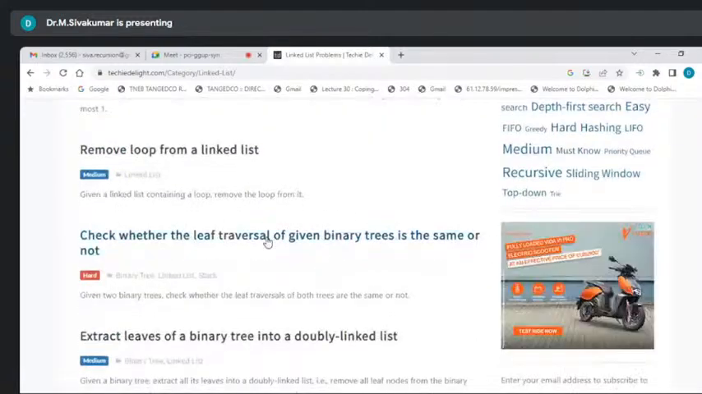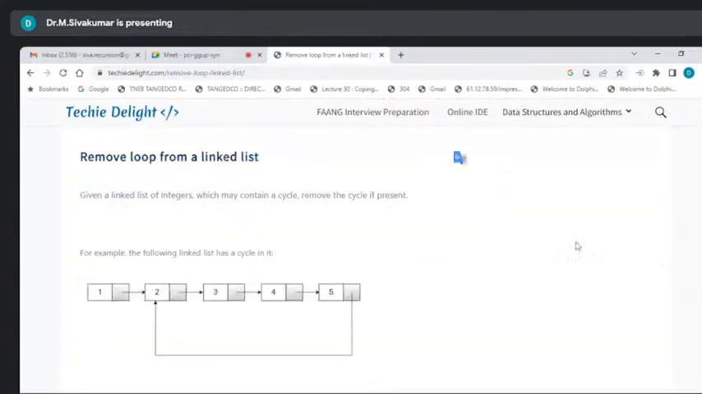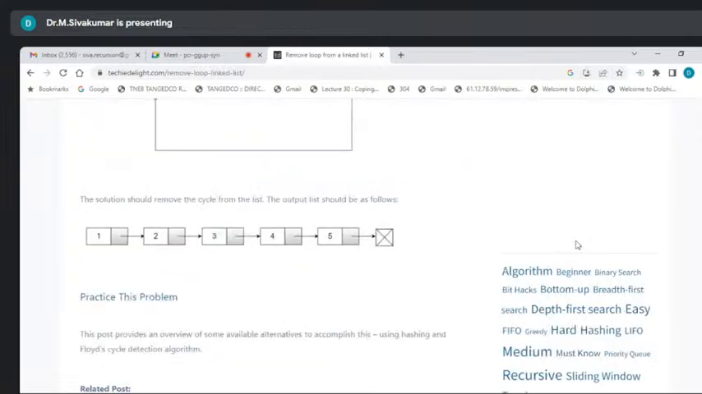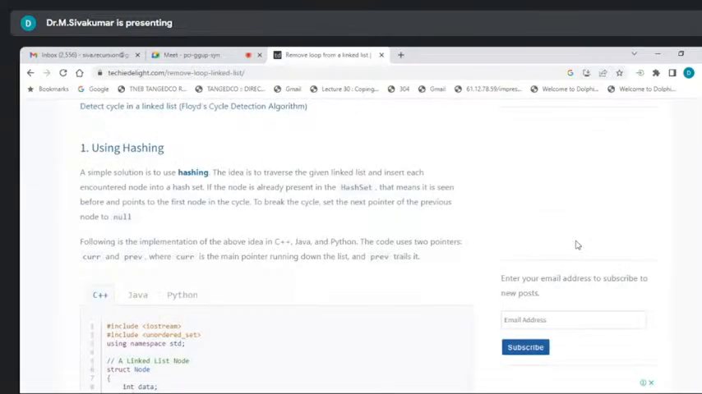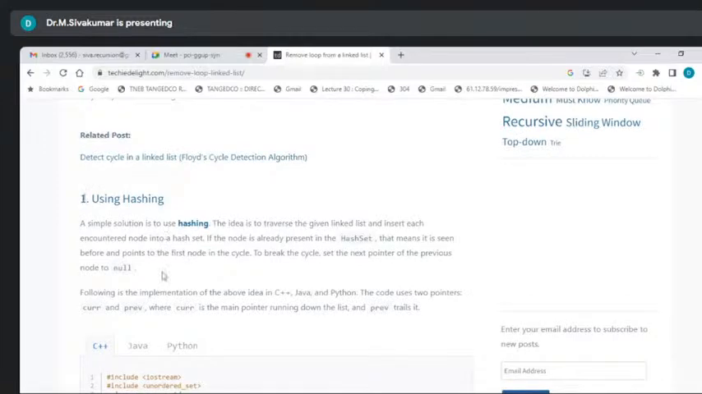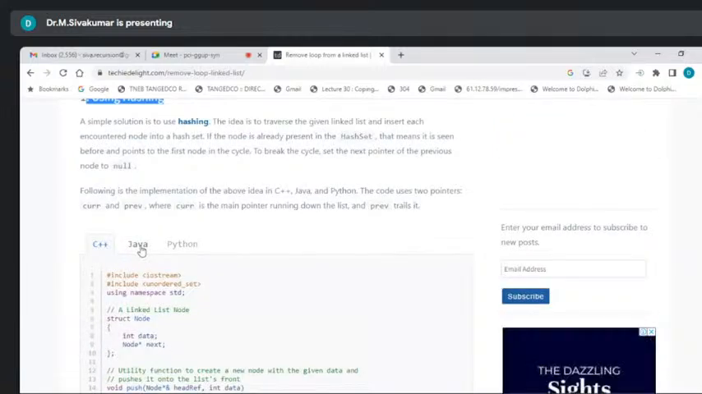What is the beauty of this website is, if you take any particular question, they will explain what is the input and what is the output. Additionally, they have the methodology also. For example, in this problem solving, they are using the hashing method, and they have different languages also.